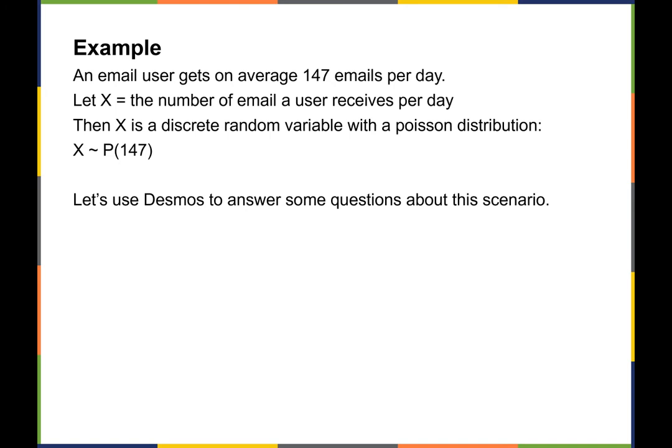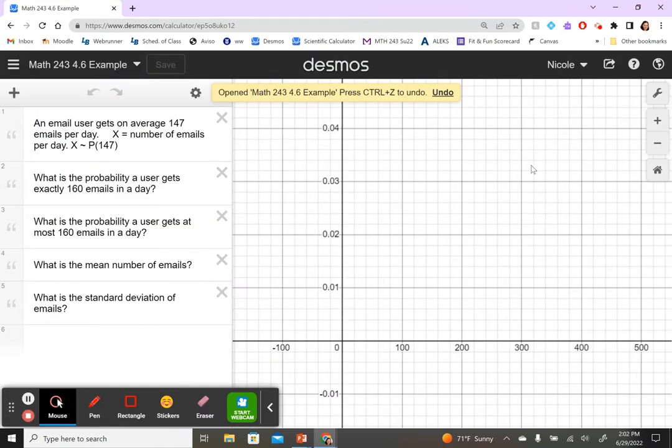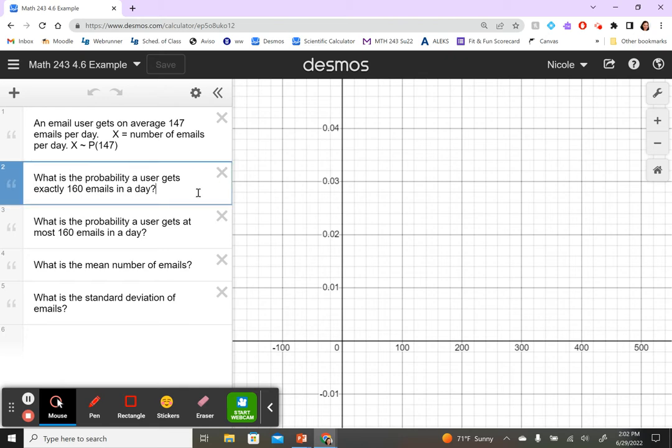You can find this file in the MyOpenMath link as well, right below this lecture video. So this is the example we're going to do. An email user gets on average 147 emails per day. So X is the number of emails and is distributed Poisson 147 with my average. What is the probability a user gets exactly 160 emails in a day?